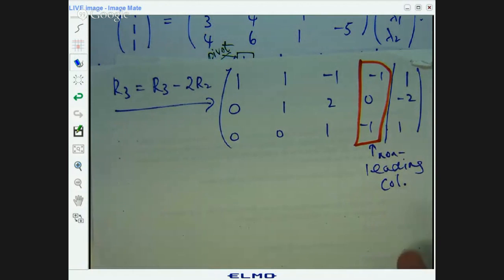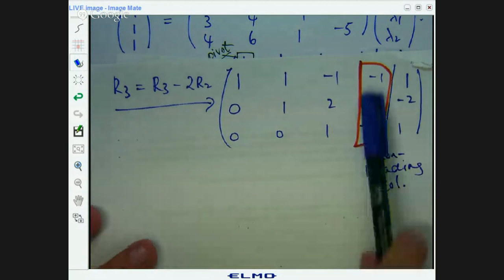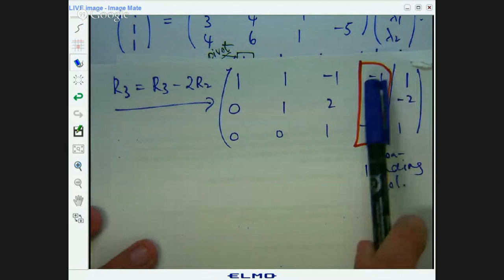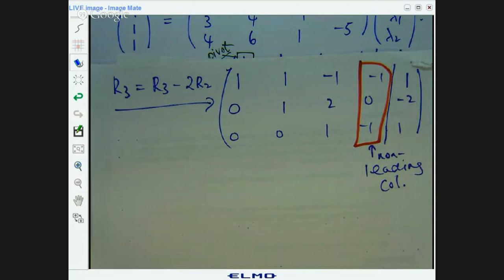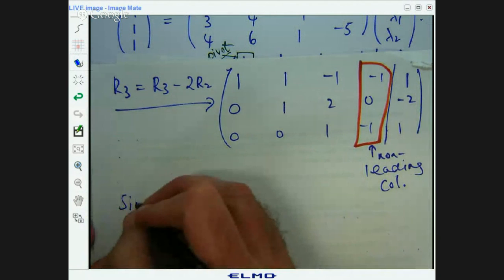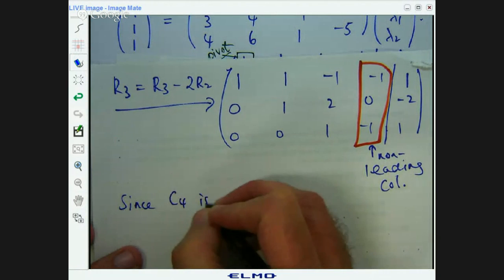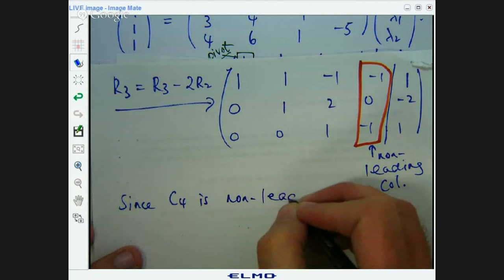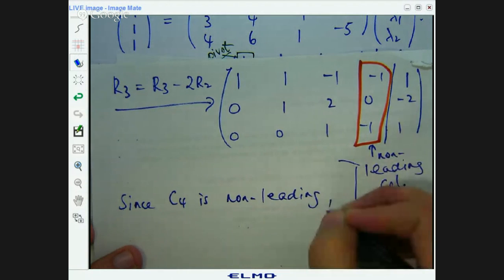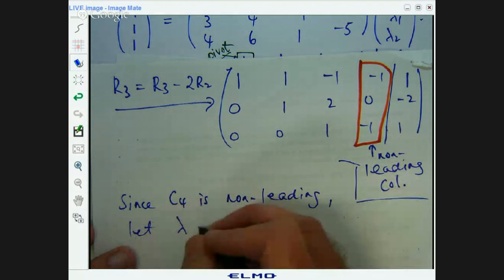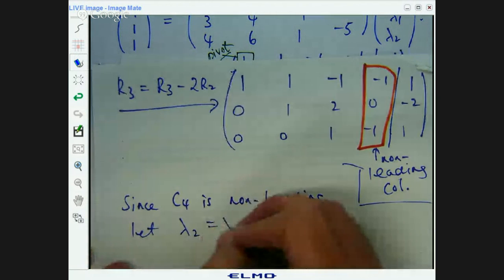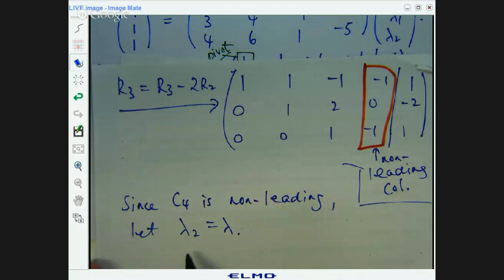The way we proceed is that that's associated with the lambda 2 variable. So let's make lambda 2 some sort of parameter. Since column 4 is non-leading, let lambda 2 be a parameter. Let's just call it lambda. What we'll do is use back substitution and get everything else in terms of this lambda. So we'll get lambda 1, mu 2, and mu 1 in terms of this lambda.